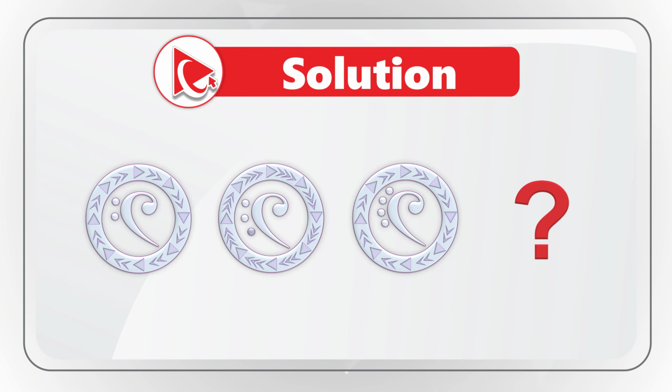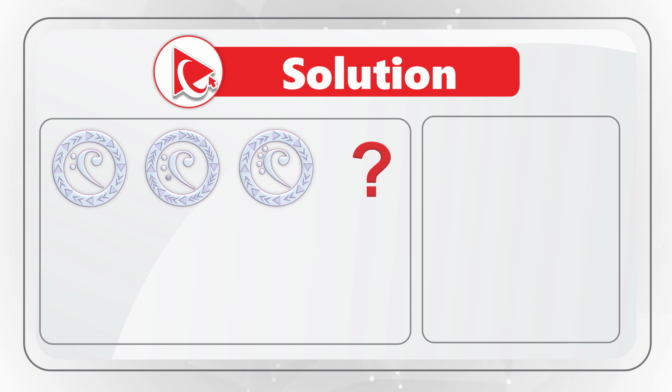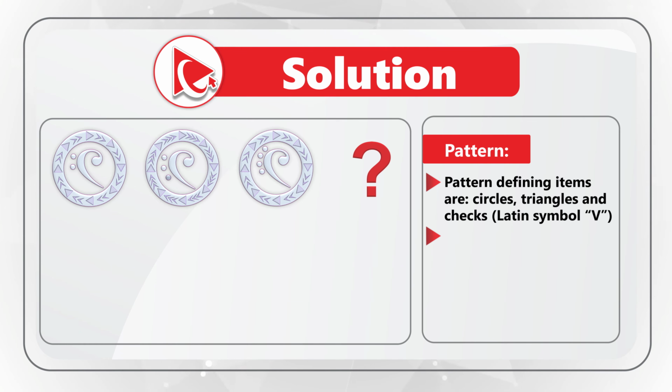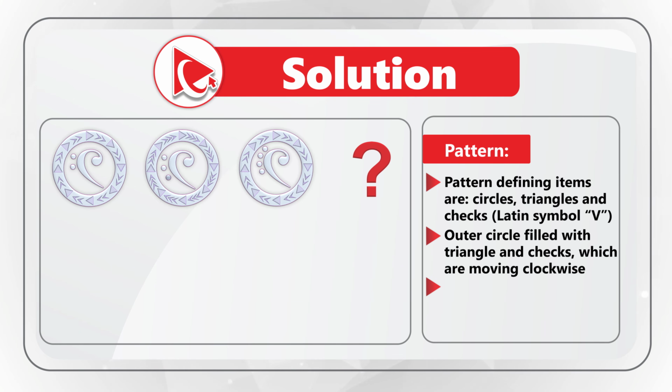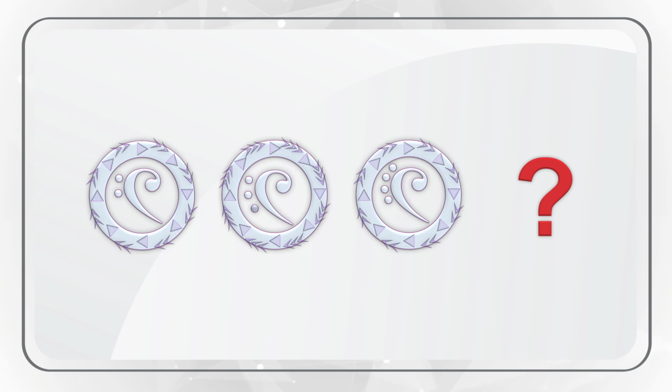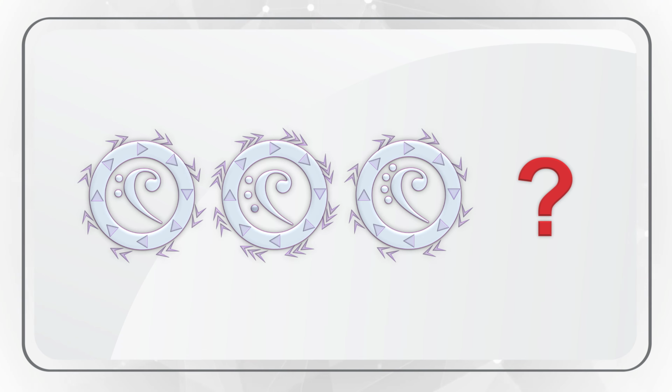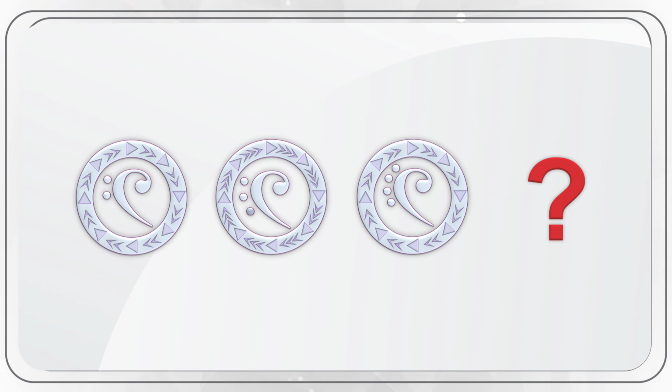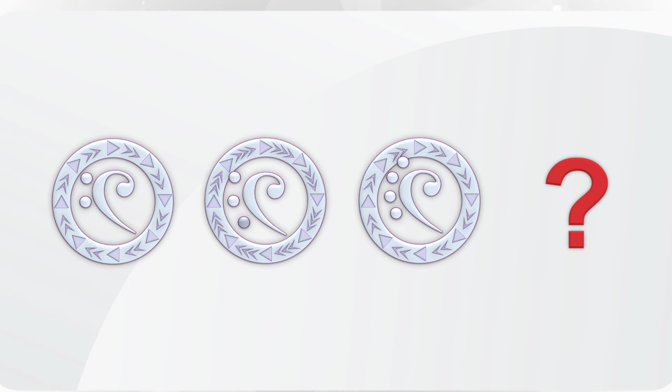As you might have guessed, the key is to define the pattern. And pattern consists of multiple elements. Pattern-defining items are circles, triangles, and checks. They look like the Latin symbol V. If you look closely at the outer circle, it's filled with triangles and those checks, which are moving clockwise. The inner circle also has smaller circles inside.